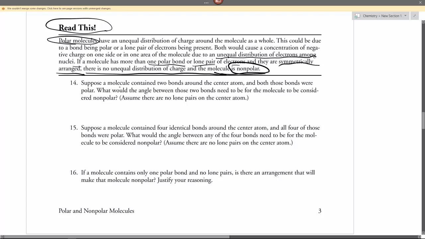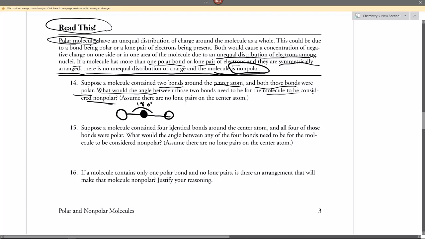Okay, so suppose a molecule contains two bonds around the center atom and both those bonds are polar. What would the angle be between those two bonds for the molecule to be considered nonpolar? Okay, so I need a center atom, and we'll put on one polar bond. Now, where does the other polar bond have to be in order for this to have symmetry? Well, the only place it can be is on the other side, right? And so this angle here would be 180 degrees, right?